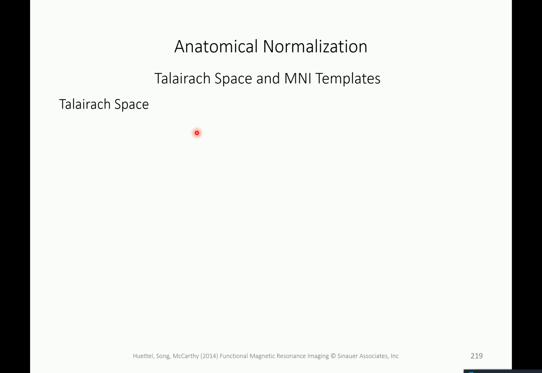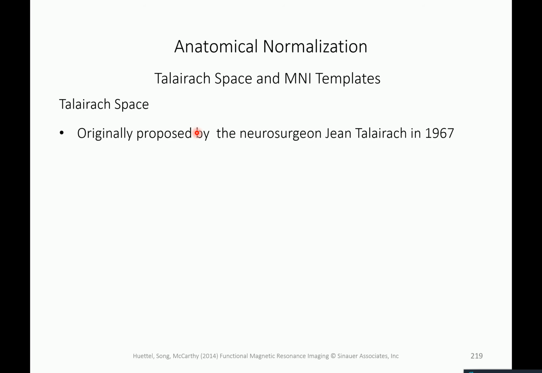And for anatomical normalization, there are essentially two spaces. There are two things around, namely Talairach space and MNI space, but they are closely related, and this is what I'm trying to explain now. So Talairach space is a normalized brain space, and this is its history. Originally Talairach space was proposed by Jean Talairach in 1967, I think at the MNI.